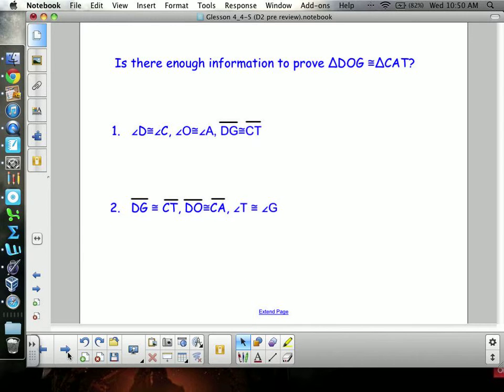This is going to be interesting problems. You're going to have some problems like this. Is there enough information to justify the statement triangle DOG is congruent to triangle CAT? And notice there's just information given, but I don't know if it's enough information or not. How am I going to know if it's enough information? I'm going to have to draw a picture, aren't I?